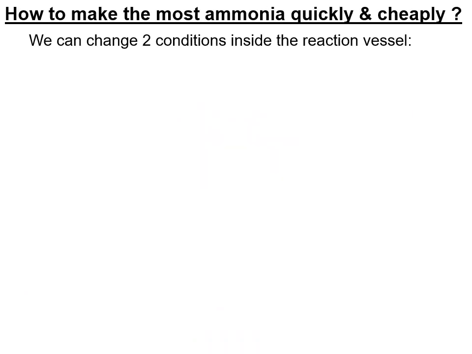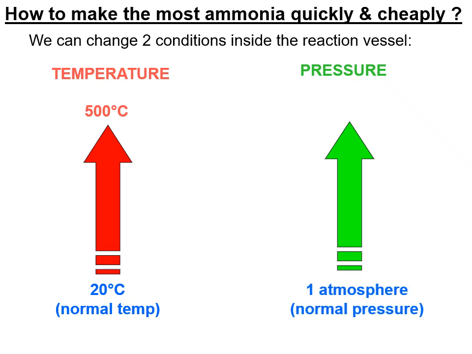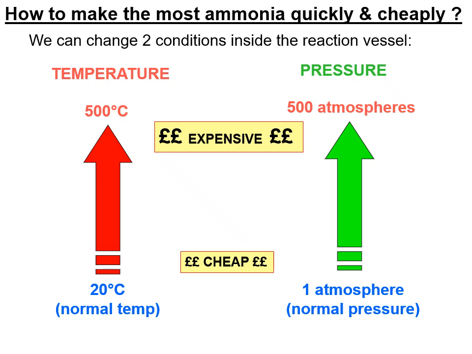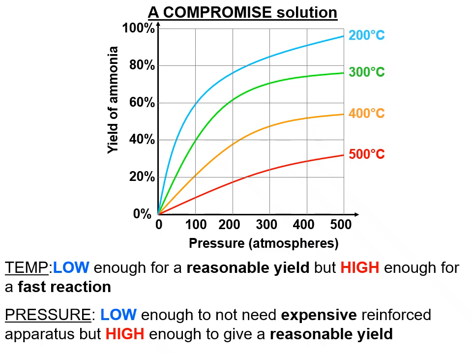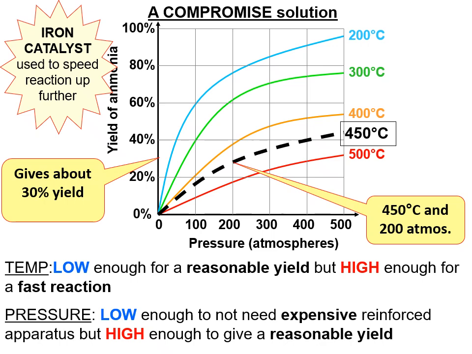So how to make most ammonia quickly and cheaply? We can change two conditions inside the reaction vessel, temperature and pressure. If we increase the temperature and if we increase the pressure to 500 atmospheres, it can be very expensive. A compromise solution: temperature low enough for a reasonable yield but high enough for a fast reaction. Pressure low enough to not need expensive reinforced apparatus but high enough to give a reasonable yield. So we say about 450 degrees Celsius and 200 atmospheres.